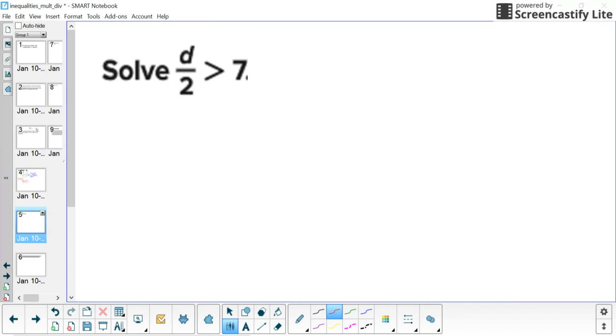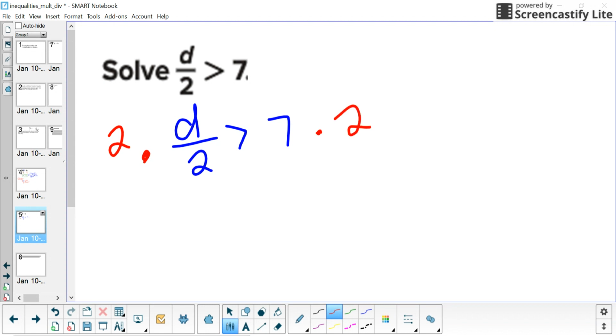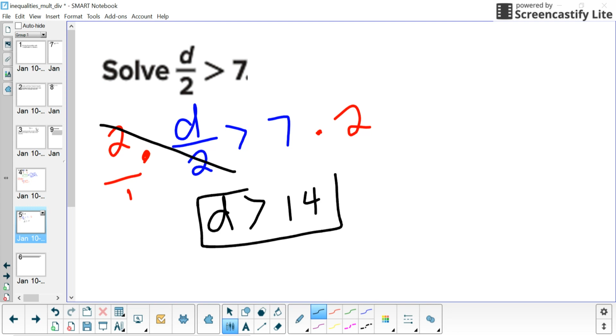Okay, here is my next example. I have d divided by 2 is greater than 7. So again, I have division. The opposite of division would be multiplication, or the multiplication property of inequality. So instead of dividing by 2, I'm going to multiply both sides by 2. Now, if you're more comfortable with multiplying this side by 2 over 1, just because here is a fraction, that's fine. Cancel out your 2's, and you are left with d is greater than positive 14, because 7 times 2 gets you that 14.